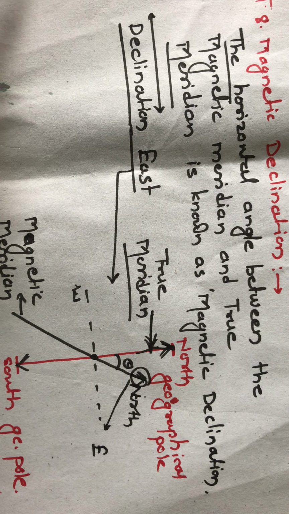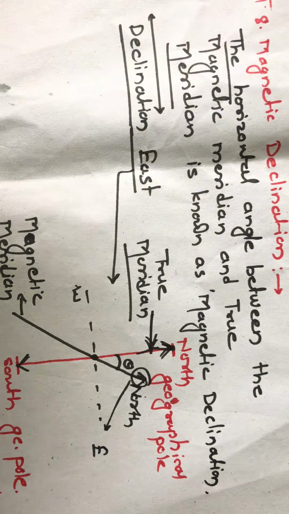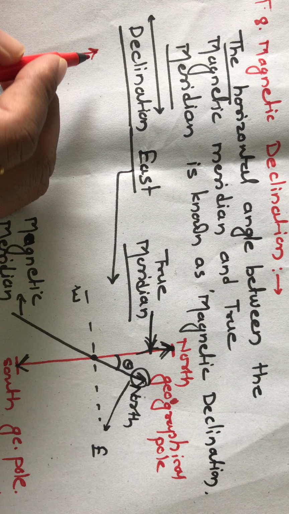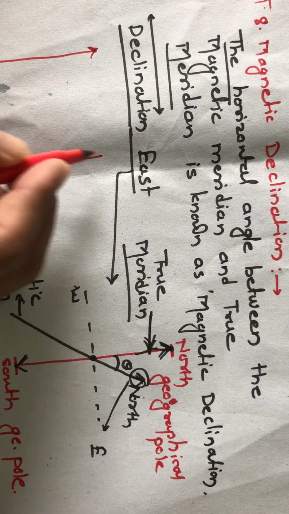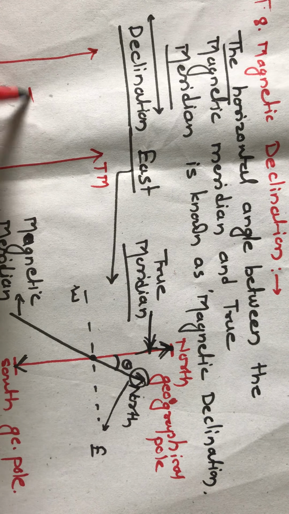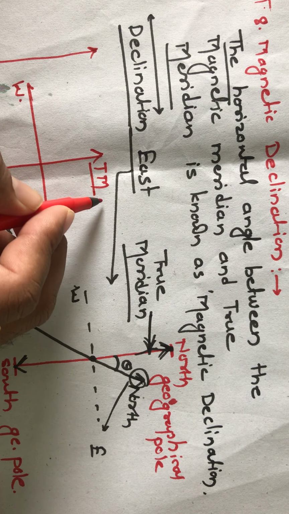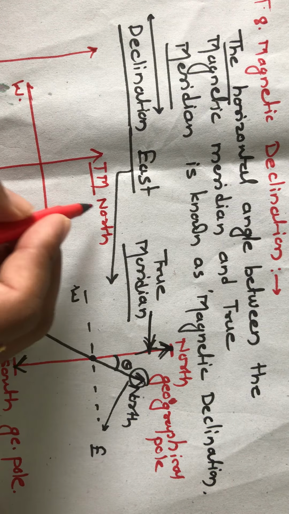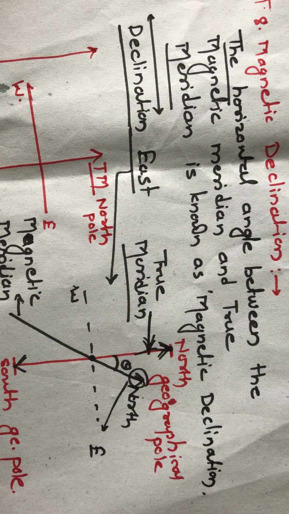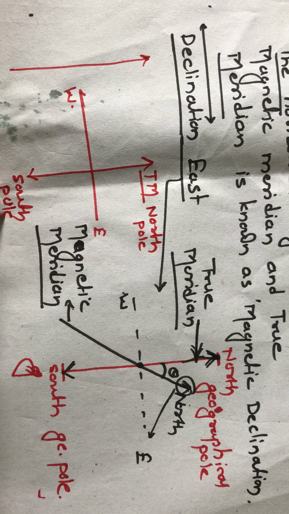Now we'll see the next one, declination west. Same as before, we have the true meridian, so I will draw here. We have east, here west. This shows the north pole and this shows the south pole.